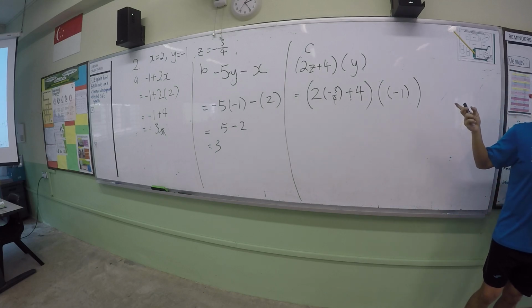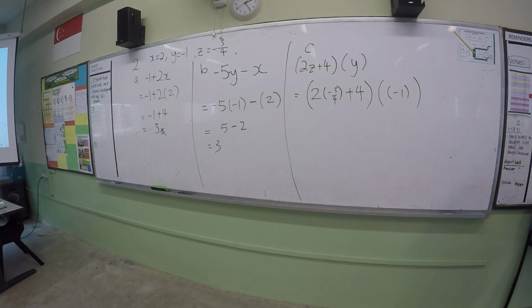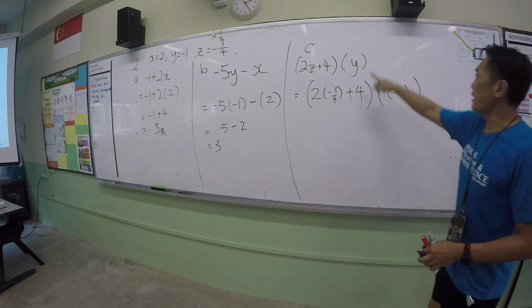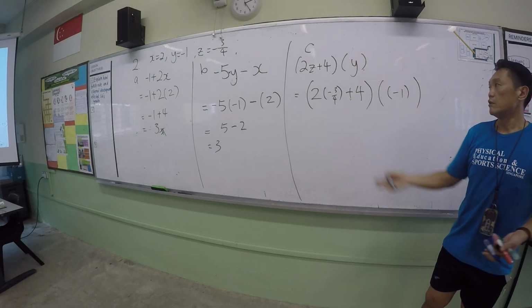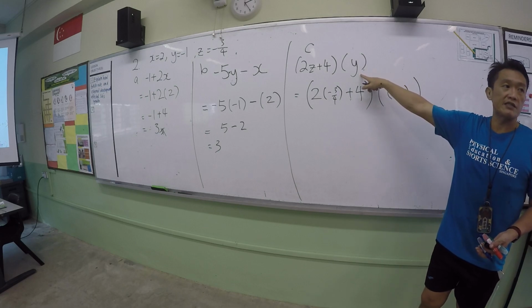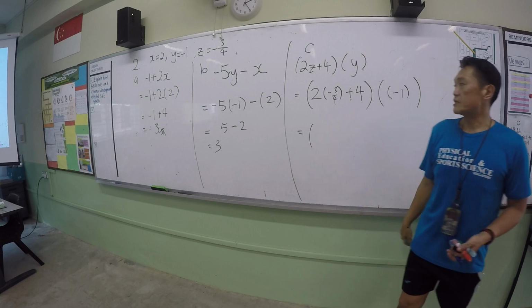Okay? Make it a habit. Every substitution, substitute with a bracket. Then you don't need to think got bracket or no bracket. Just substitute with a bracket. Everything else remains the same. This is the easiest thing to remember already. You are only changing what you are substituting. After that, then do your expansion.